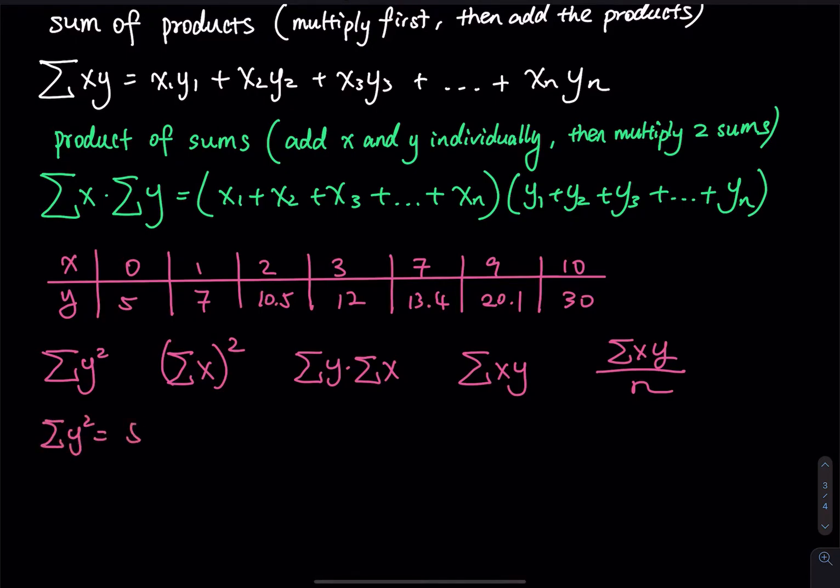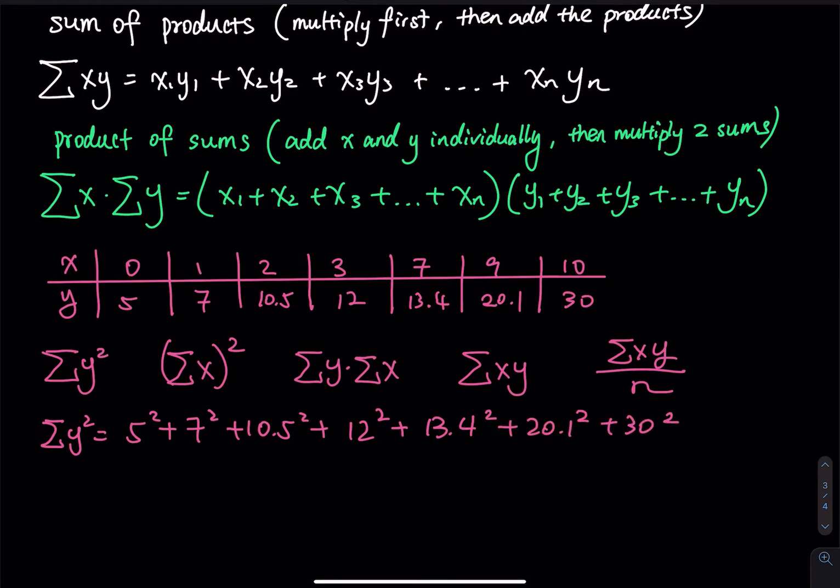So that is 5 squared plus 7 squared. We are doing Y, so we forget about the X for now. And then 10.5 squared, 12 squared, 13.4 squared, and then 20.1 squared, and then 30 squared. So this one, if you calculate carefully, the sum is equal to 11.82. So that is the sum of Y squared.